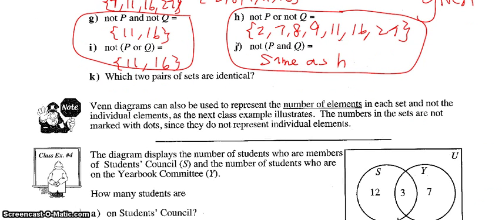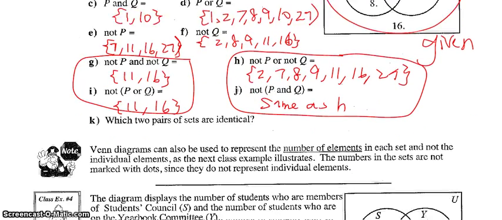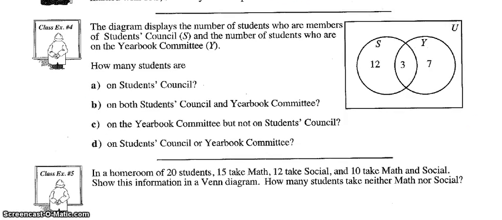A Venn diagram can also be used to represent the number of elements in each set and not the individual elements, as the next example illustrates. Now be careful. In this one, all the numbers are the actual elements. But here is a different representation. It just represents the number of people in the group. So let's read the following example. Now these are numbers, not elements.